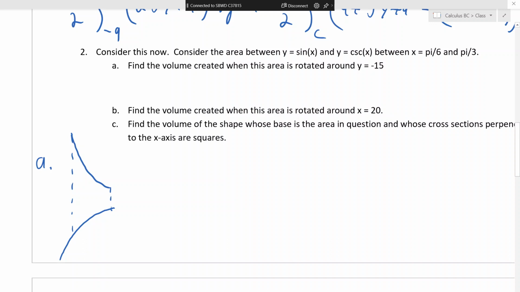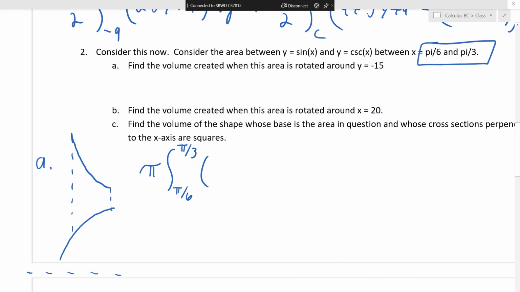Okay, I'm definitely going to use x here, because I don't feel like switching that to y. We'd need arc sine and arc cosecant. That'd be weird. Cool. If we want to rotate around the line y equals -15, which is down here, we can use disk method for that. So you can get pi times the integral from pi over 6 to pi over 3.